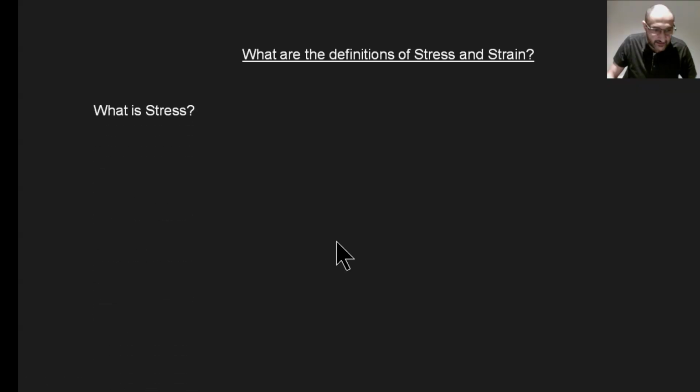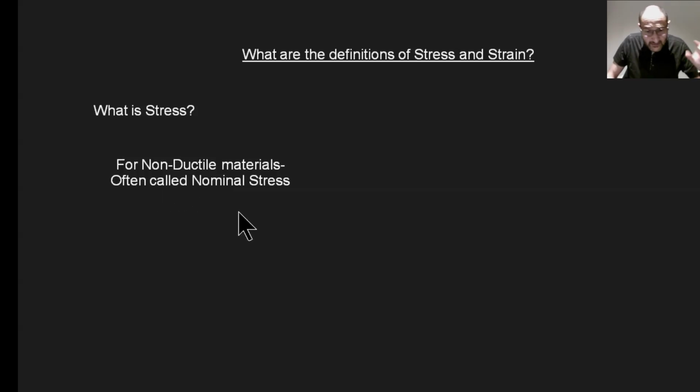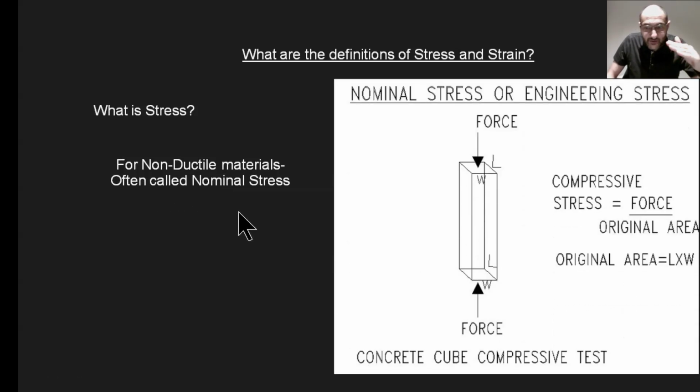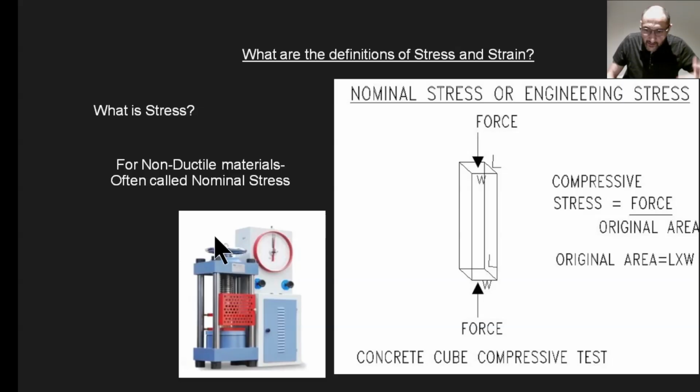Number one, what are the definitions of stress and strain? What is stress? For non-ductile material with small plastic deformation, we often use the term nominal stress, sometimes called the engineering stress. Nominal stress is simply defined as force divided by the original area. In this compression testing machine, like this photo that we have down here, the force is applied onto a cylinder or a concrete cube until concrete failure occurs.